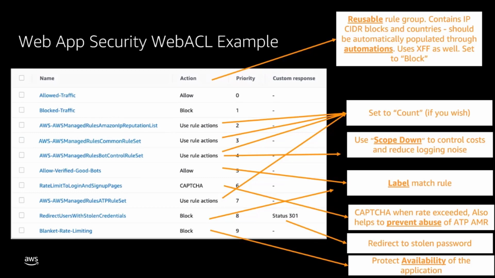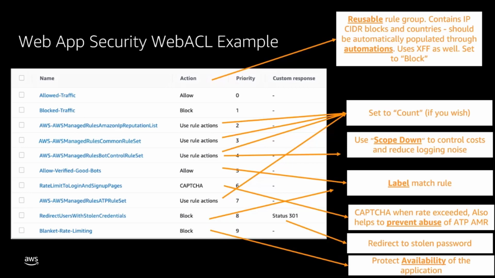Further, I am using a rate limit rule and selecting captcha. I'm using a higher threshold to prevent abuse on my ATP AMR, the ATP managed rule. After that, I am using the ATP account takeover prevention rule set that is available to track multiple account takeover activities. This is similar to what we learned previously.